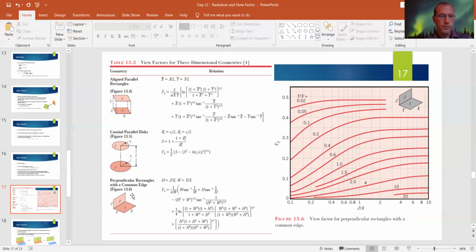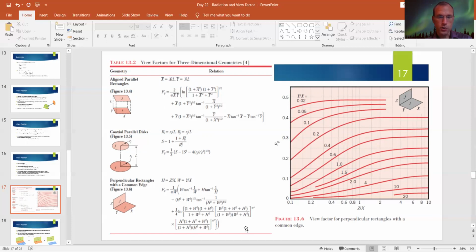And then perpendicular rectangles, so a common edge, a 90-degree corner there. Again, dimensions z, x, and y, depending on the areas, and the i and j. So these are all given for i and j. If I have an orientation like this, again, make sure I'm looking for F12. Make sure that 1 is this bottom surface and 2 is the surface up here, just to make sure you have the orientation right. Again, a big ugly equation for this one.